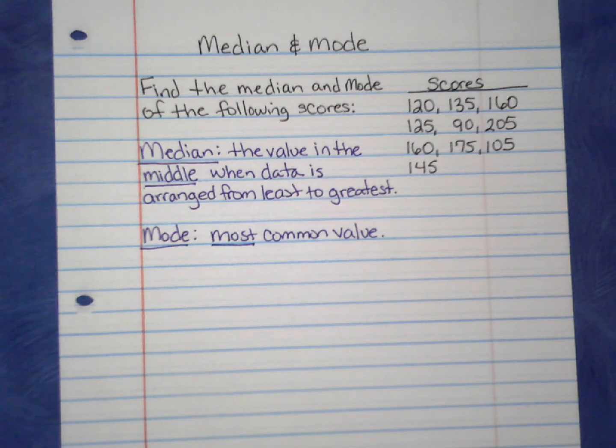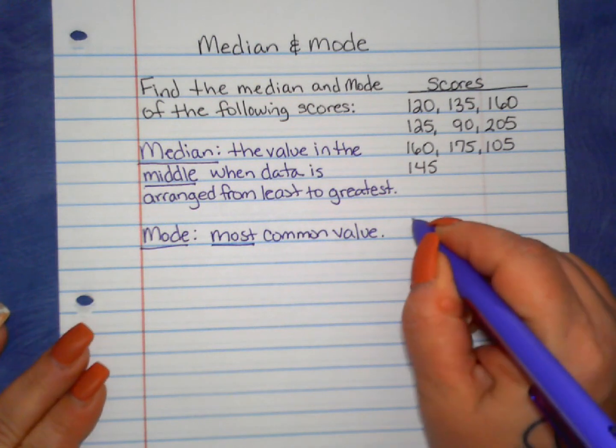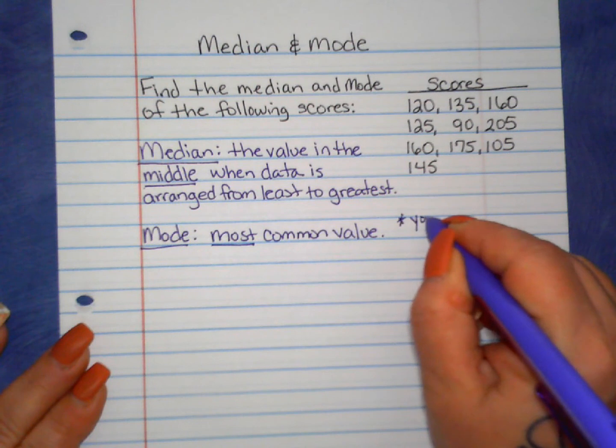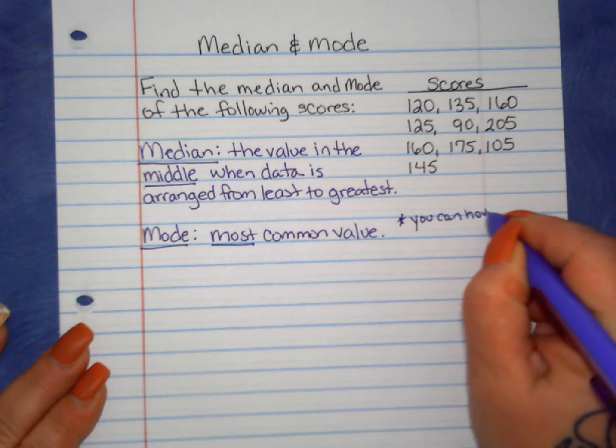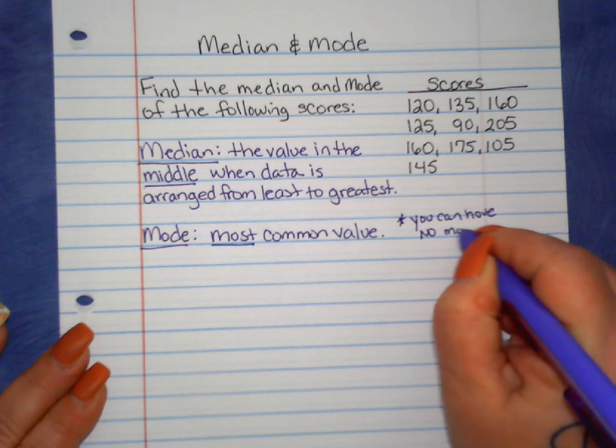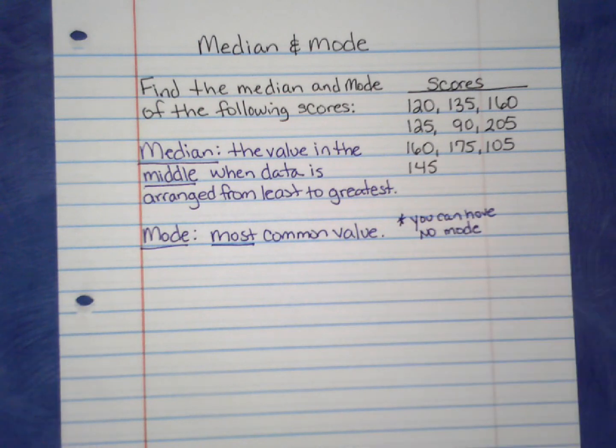Okay, with mode, you can also have no mode. All right, you can put a little star there. You can have no mode. For instance, if I told you that my data set was 2, 4, 6, 8, and 10, every single one of those values is different, so no number shows up more than the other numbers. So there is no most common value. They're all the same commonality, okay?